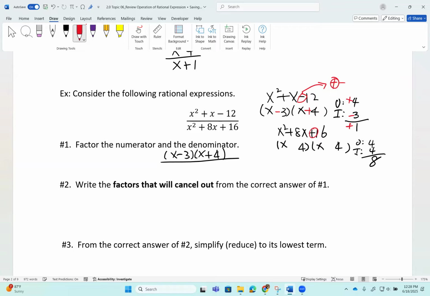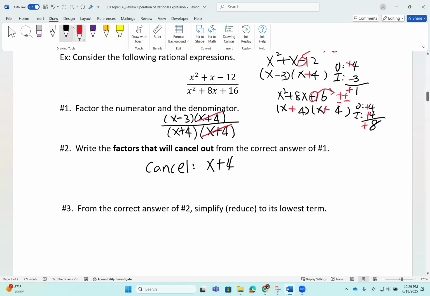So when the last sign of the trinomial is positive, the signs in the parentheses are either plus plus or minus minus. Since my middle term is positive, both my inner and outer got to be positive. So that's x plus 4 times x plus 4. So the factor that will cancel got to be the x plus 4. One side of x plus 4 will cancel out. So once I cancel them out, my answer is x minus 3 over x plus 4. All right.